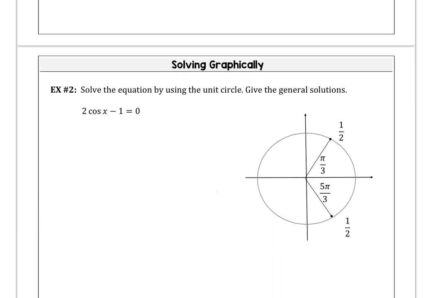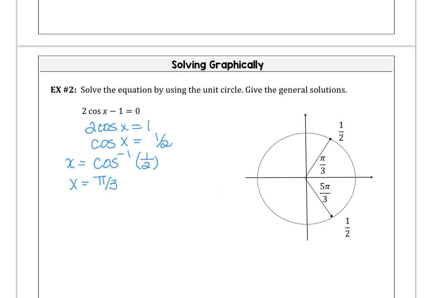2 cosine x minus 1 equals 0. So I'm thinking of this as the cosine of x. 2 cosine of x is 1. Divide by 2, where cosine of x is a half. Where? So we can solve that by saying x is the angle whose cosine is 1/2. Where does that happen? That happens at pi over 3.